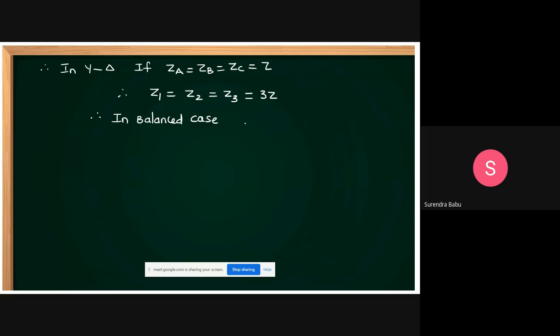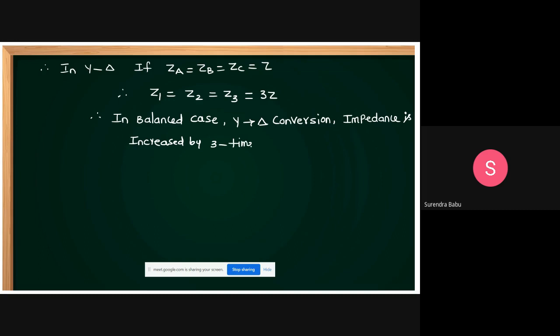In the balanced case, star to delta transformation, star to delta conversion, the impedance is increased by 3 times.